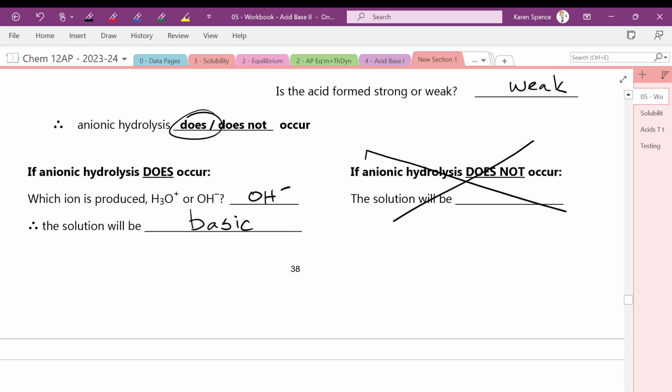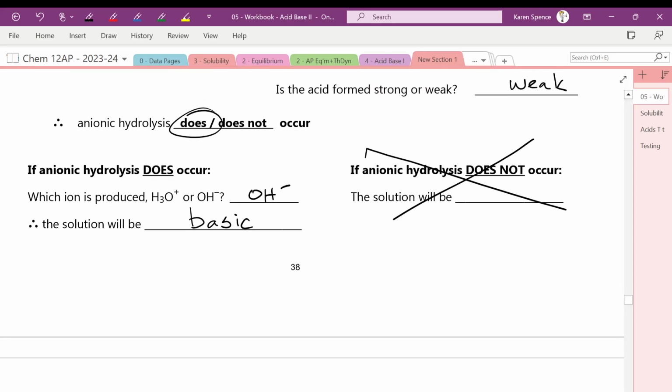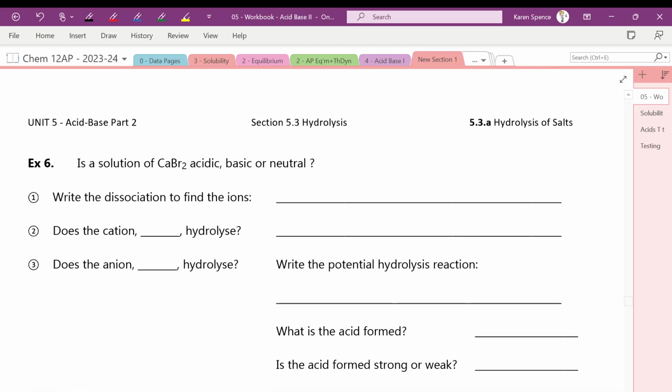Are we good? Let's scroll on. Is a solution of CaBr2 acidic, basic, or neutral? Yes. That's an answer I get from my grade 9s. I seriously do sometimes. They're like, is it this or this? Yes. Hey, they're not wrong.